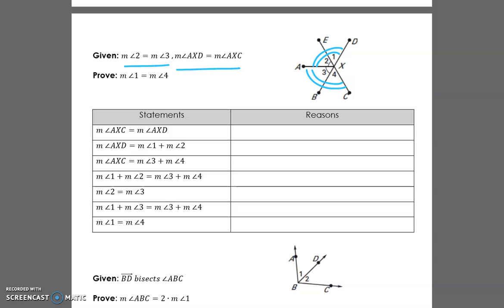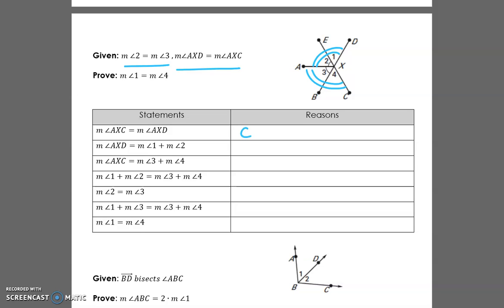They then want us to conclude that the measure of angle 1 has to be congruent or has to be equal to the measure of angle 4. Now really this makes sense because if we have a set of congruent blue angles and we subtract out the congruent black angles, that means we should be left with angle 1 and angle 4 being the same measure as well. So let's get started.